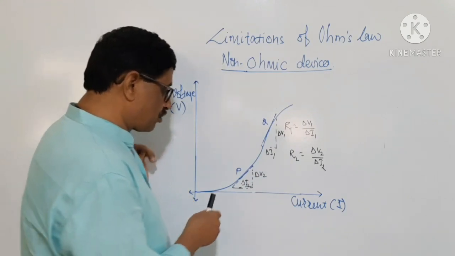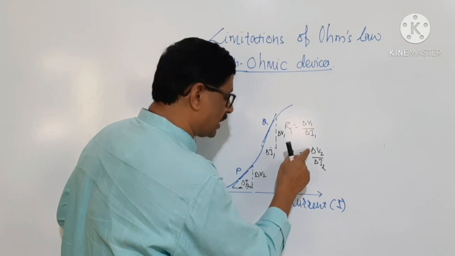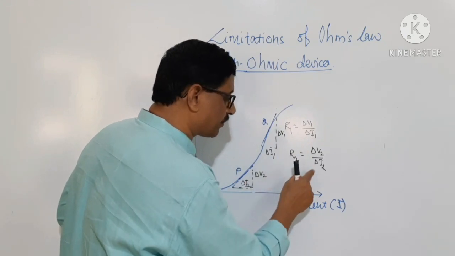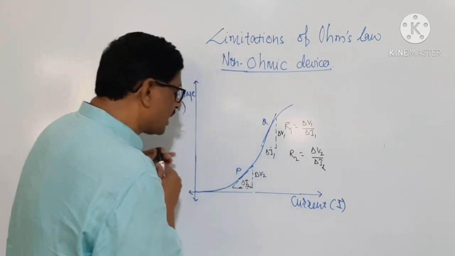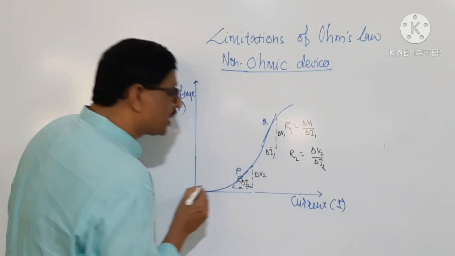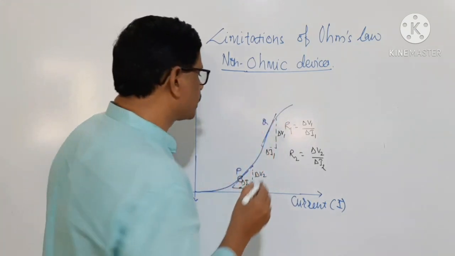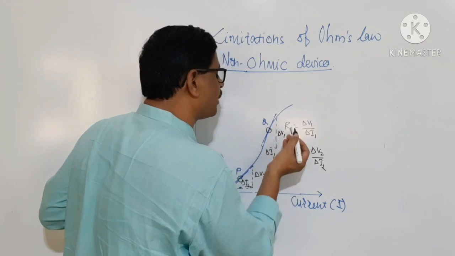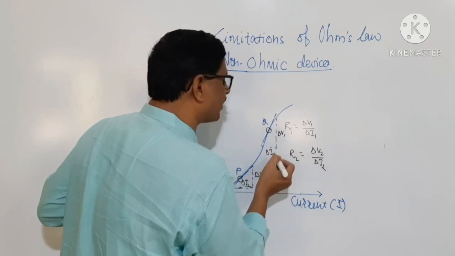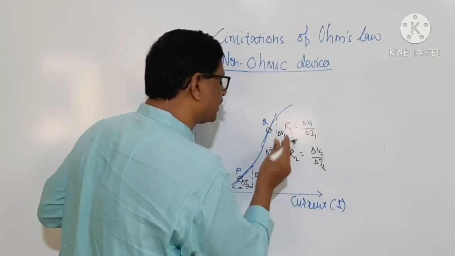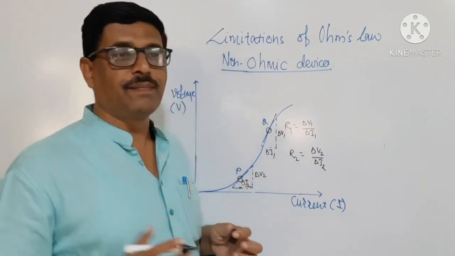If you take the slope of the graph at point P, then it will give the resistance delta V2 divided by delta I2. This will be the resistance at point P, means it shows that the resistance varies from point to point, because a resistance at point Q is different. It is R1. R1 is equal to delta V1 upon delta I1. Delta V1 upon delta I1, this value at Q and this value of resistance at P will be different.